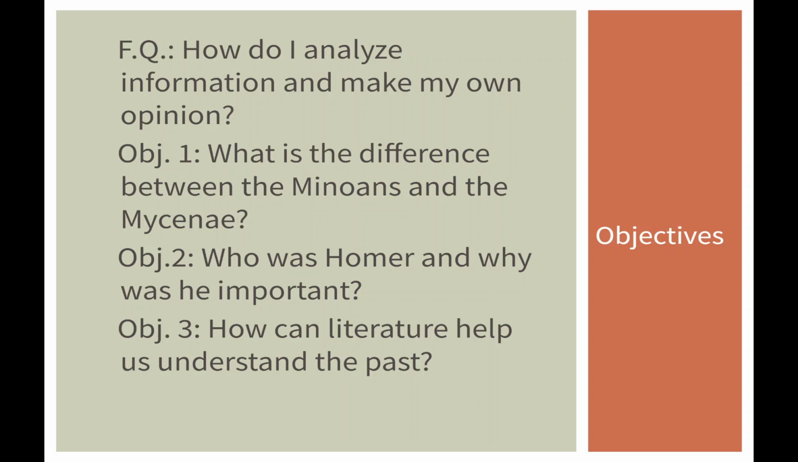Who was Homer and why was he important? Homer was a blind poet who was important because he taught people the ancient histories of their past. And how can literature help us understand the past? It helps us because if we stop taking some of the stories that we hear as completely fictitious and try to understand them a little bit more, we might be able to discover bigger and bigger truths.